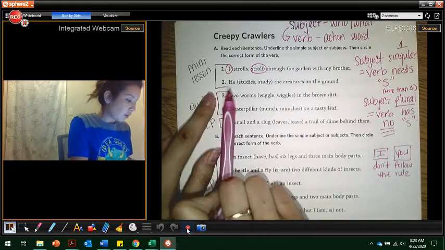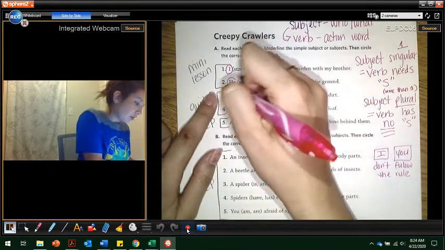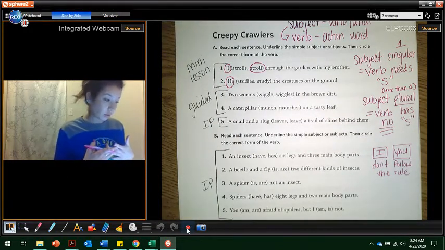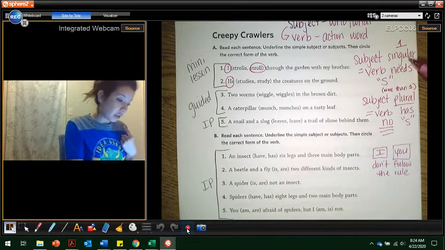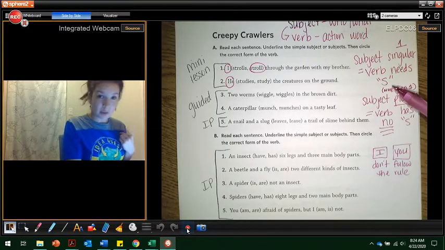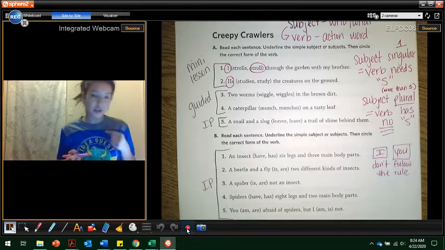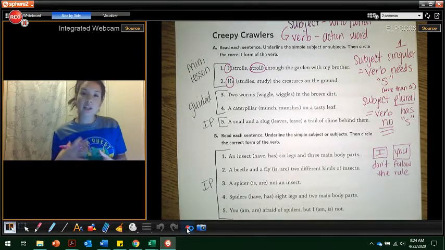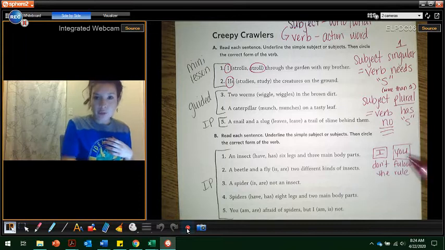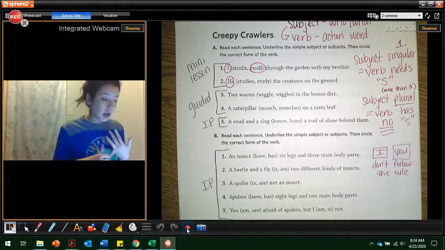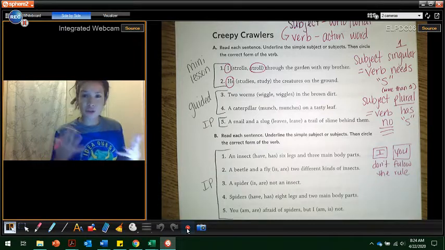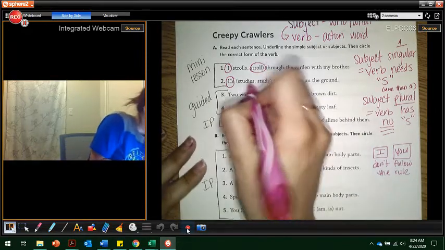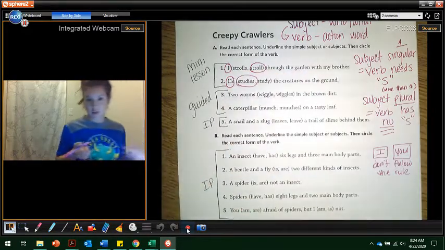Yes. Number 2, he is my subject, right? Now he, is that singular or plural? Well, he is only one person, so it's singular. It says my verb does need an S, so I'm going to check it. He studies the creature on the ground. He studied the creature on the ground. So that's kind of to double confirm what you already know. You want to double check it by reading it. Sometimes you might not be too sure it sounds good both ways, but you always want to go back to the rule, okay? So he studies, ending with an S, all right?